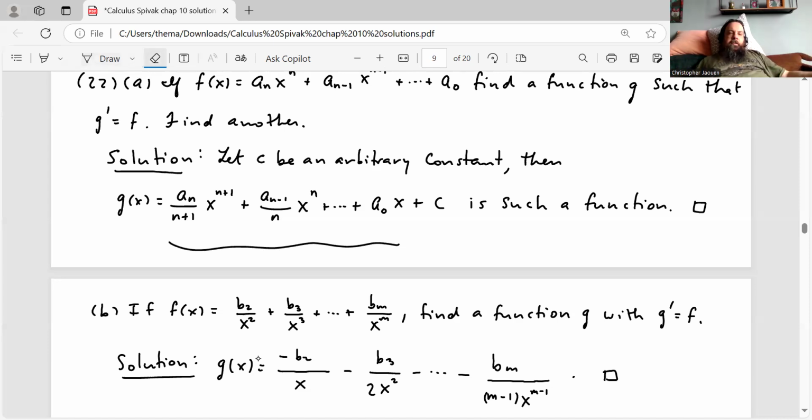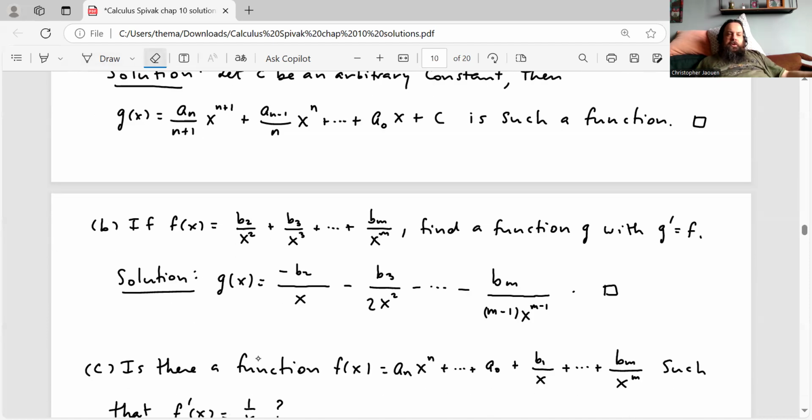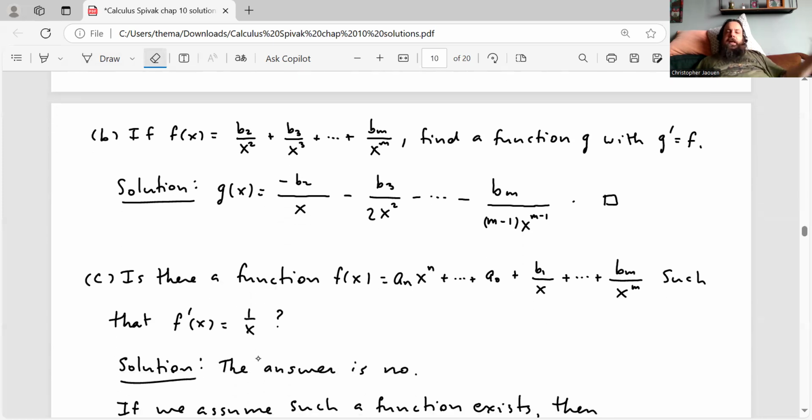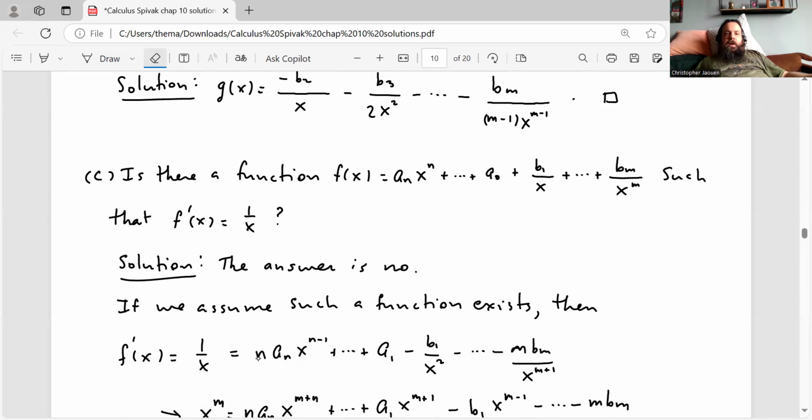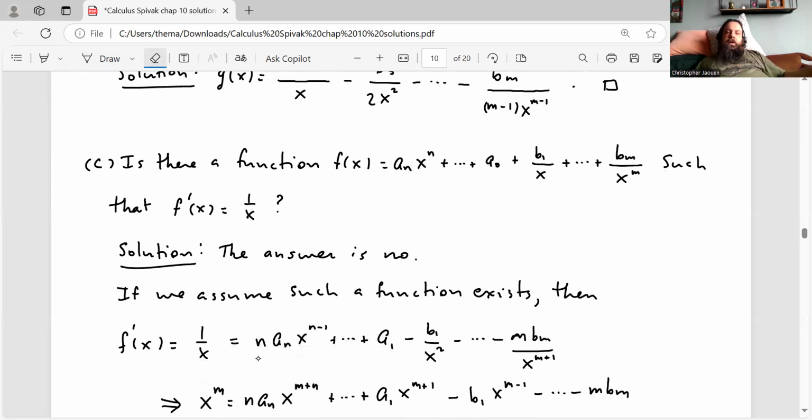And a similar thing for part B, except here we have a sum of rational powers, which looks like this, and he wants us to do the same thing. But again, you can use the reverse power rule, and you get a function that differentiates to give you f. All right, and then in part C, the reason I chose to do this one is because of part C. Is there a function f of x equal to a polynomial plus a sum of rational powers of x, such that f prime of x is 1 over x?